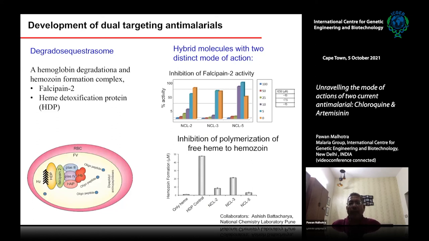Asif Ahmad and one of the scientists, Ashish Bhattacharya, who's a synthetic chemist, we try to target this complex, which we have shown in our earlier study, by a drug, so that it can act on both pathways, hemoglobin degradation and the hemozoin pathway. And Ashish has been working on artemisinin for a long time. He was able to develop inhibitors, referred to as NCL2, NCL3, and NCL5. We studied their activity, and they really inhibited this pathway very nicely in a nanomolar range.